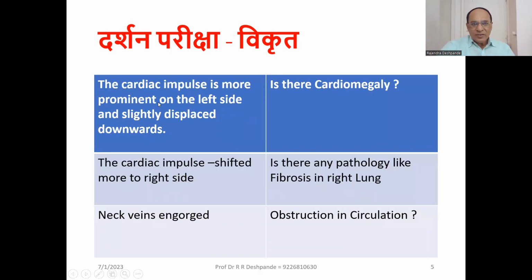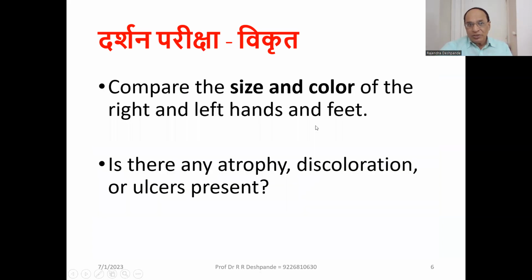Okay. Now next, if the cardiac impulse is more prominent on the left side and slightly displaced downwards, then that may be because of cardiomegaly. Heart size becomes larger and it is shifted downward. If the cardiac pulsation or impulse is shifted more to the right side, then is there any pathology or fibrotic changes in the right lung, pulling the heart impulse towards it? Okay. Neck veins: if the neck veins are engorged, then you must suspect that there may be some obstruction in the Rasavaha Srotas circulation or Rasa Dhatu circulation.